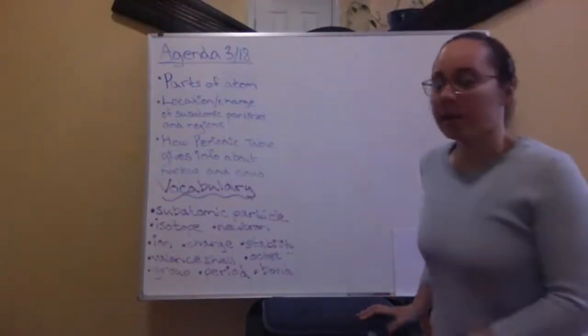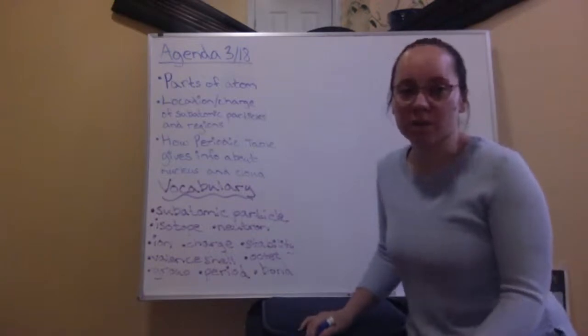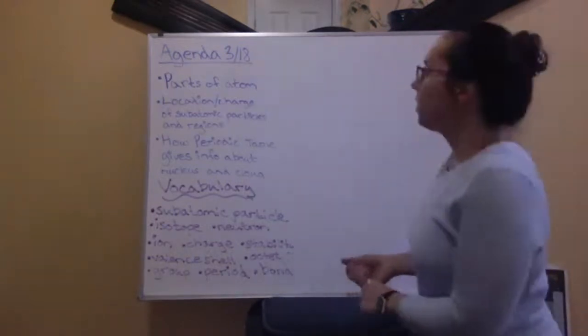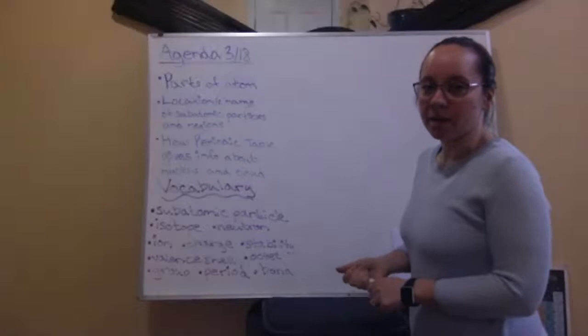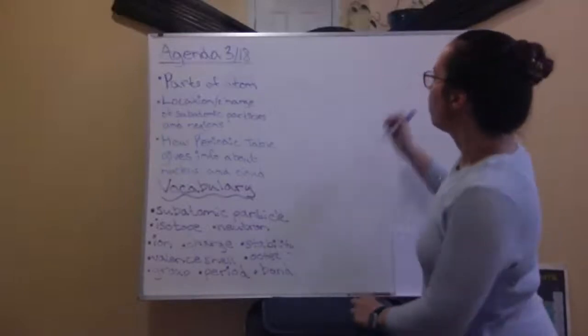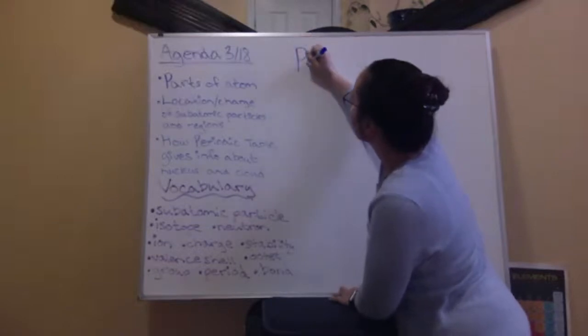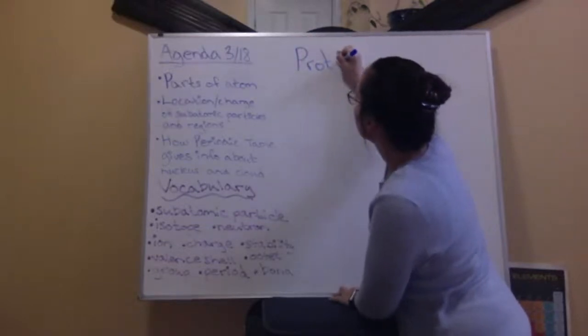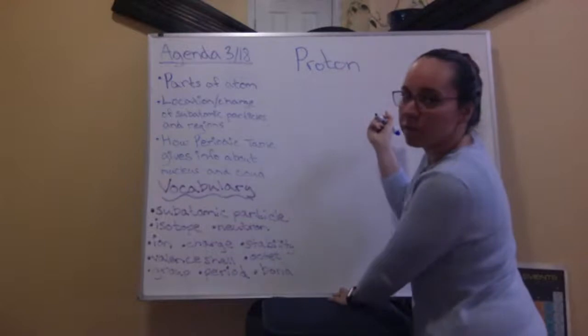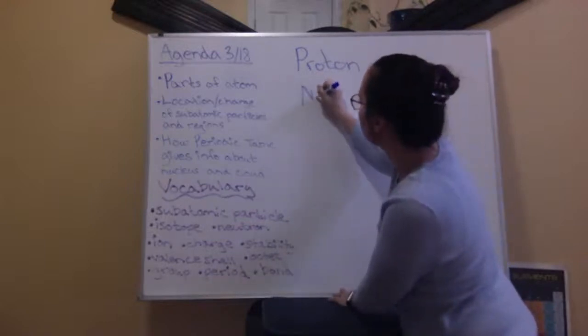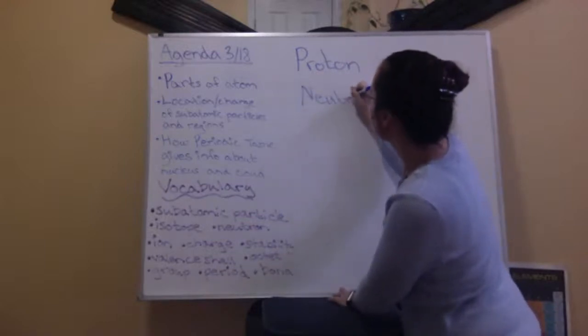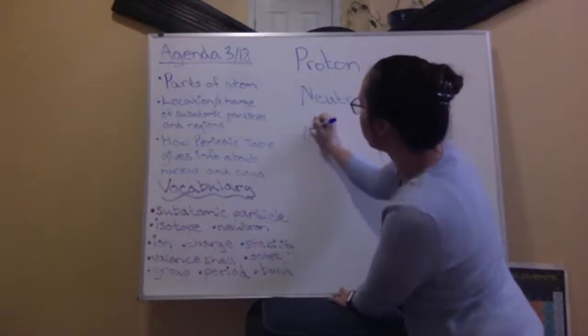Okay, so like I said, I'm going to start with the basics of the parts of the atom. There are three basic parts of the atom, and you guys know what those are. So we have our proton, we have the neutron, and the electron.